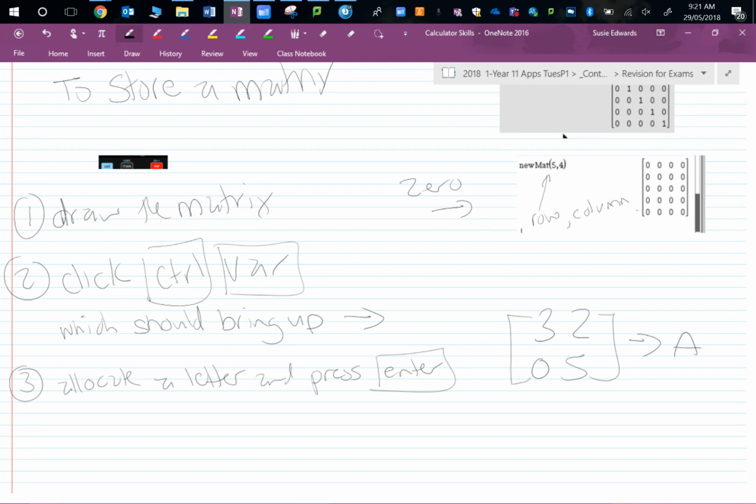All right, I think that's pretty much it for calculators. Is there anything else people need to know on how to use their calculators? All right, it's taken a bit longer than planned.